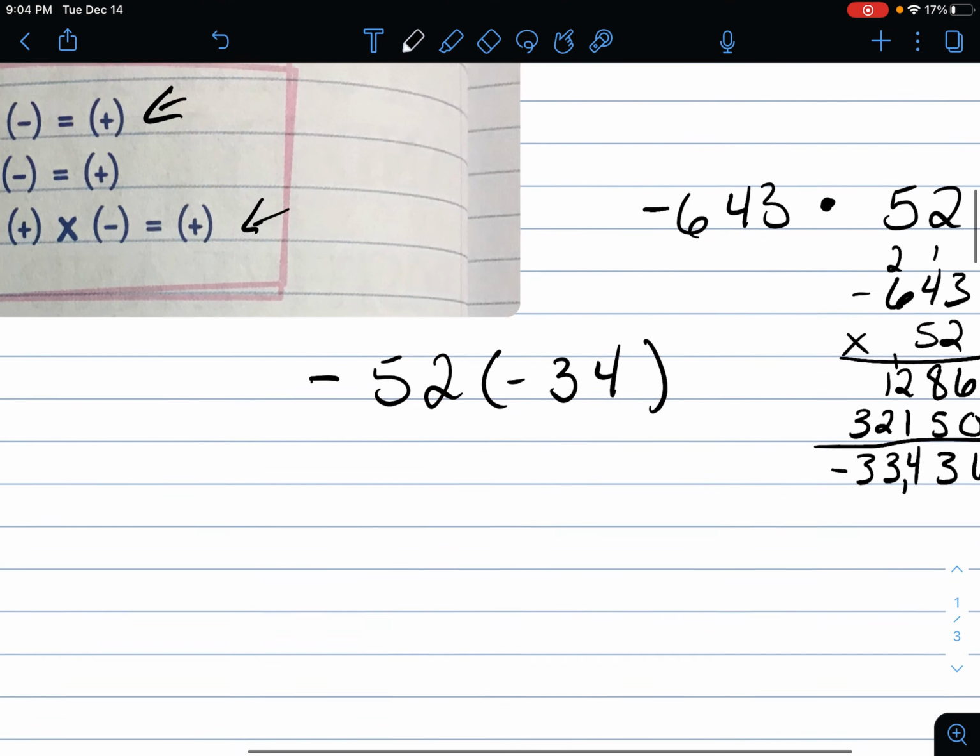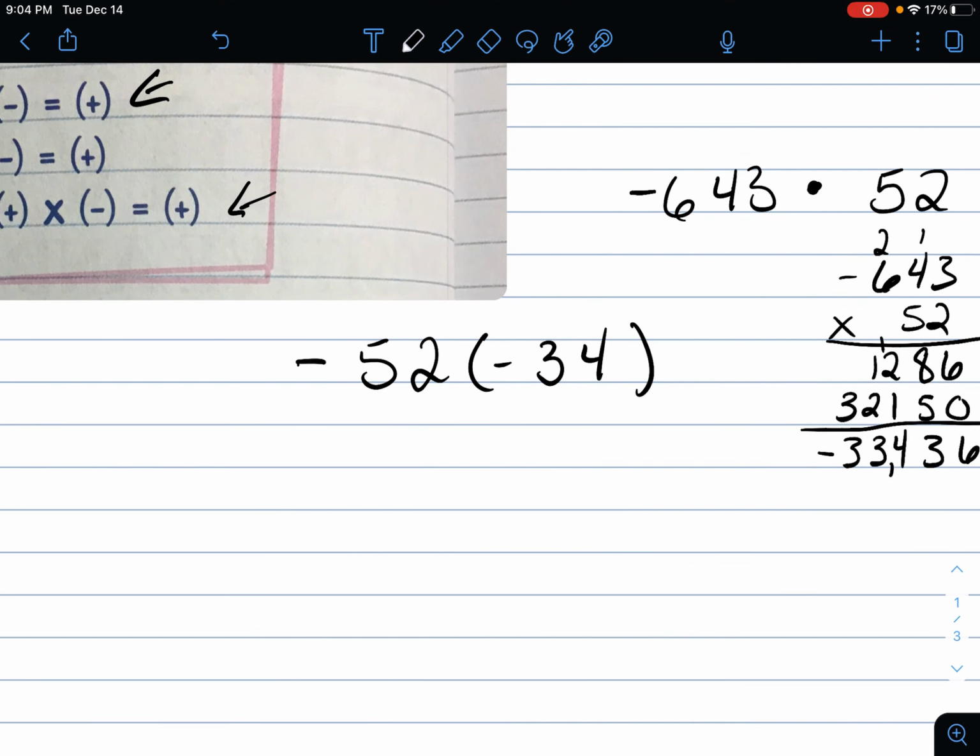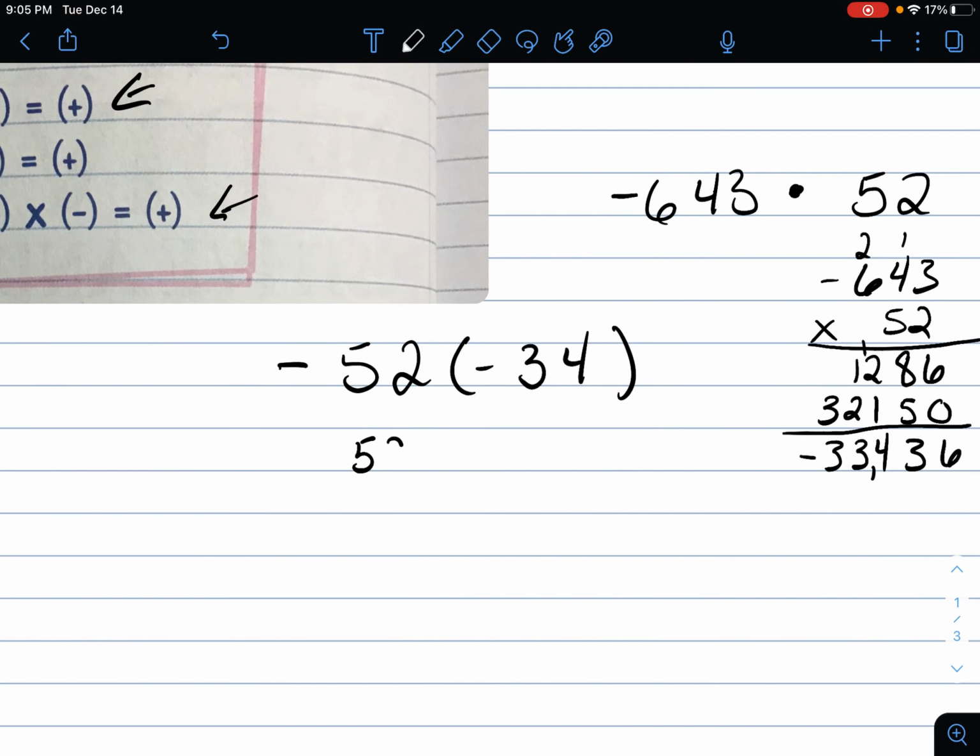All right, and our last one here, you've got negative 52. Once again, there's no dot to mean multiplication, but there is a parentheses around the negative 34. Anytime you have a number next to a number in parentheses, that's going to mean you're multiplying those two values. So we've got an even number of negatives, so your outcome is going to be positive.